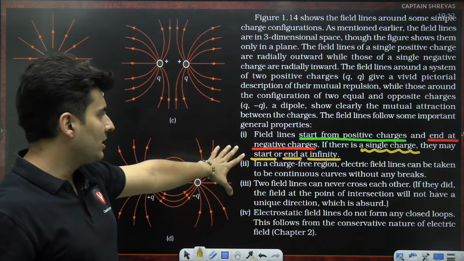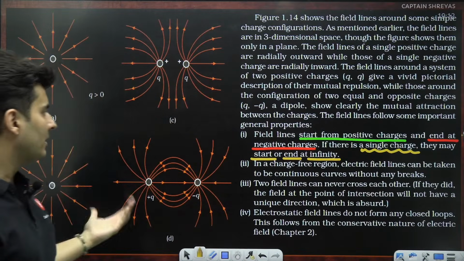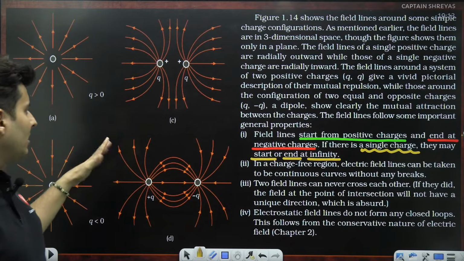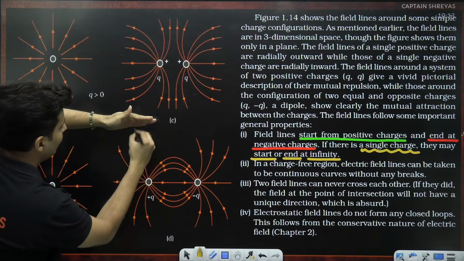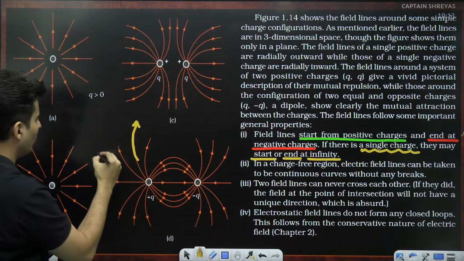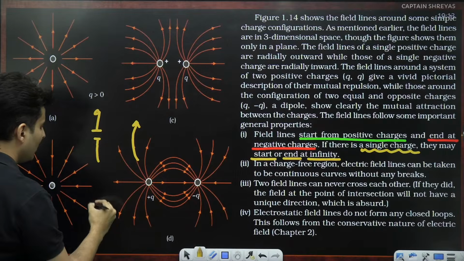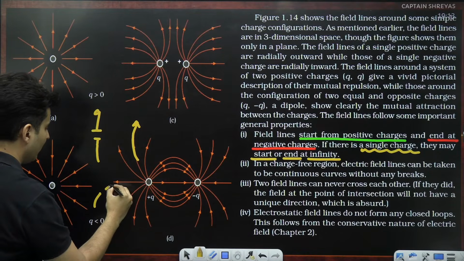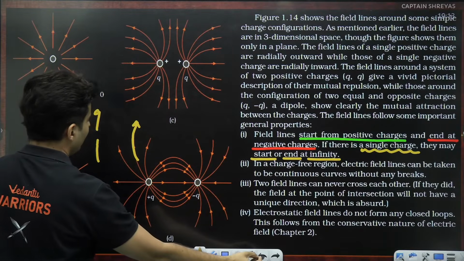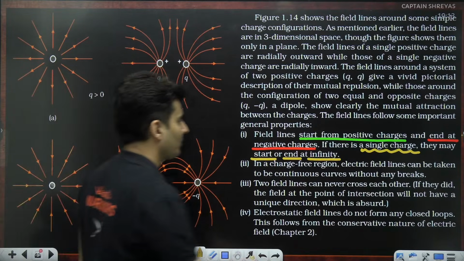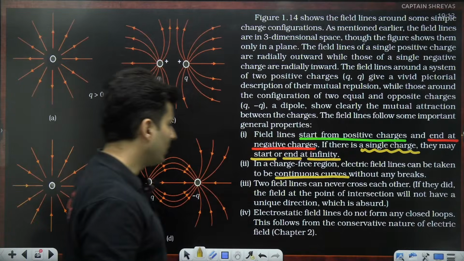When there is no charge, electric field lines can be taken to be continuous curves without any breaks. In a charge-free region, basically, imagine this is the region when there is no charge. You can see electric field lines are continuous. There are no breaks, like suddenly there is no electric field, suddenly there is electric field. This won't happen. You will see they are continuous, which kind of makes sense. So electric field lines are continuous curves without any breaks.